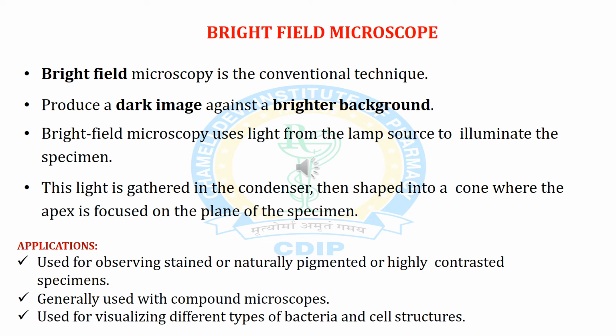of the specimen. We will discuss the application of bright field: used for observing stained or naturally pigmented or highly contrasting specimens, generally used with the compound microscope, used for visualizing different types of bacteria and cell structure. So this is all about bright field microscope.